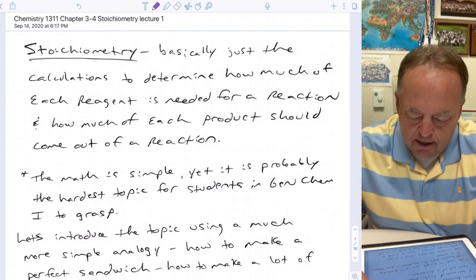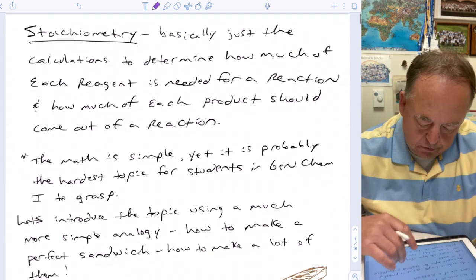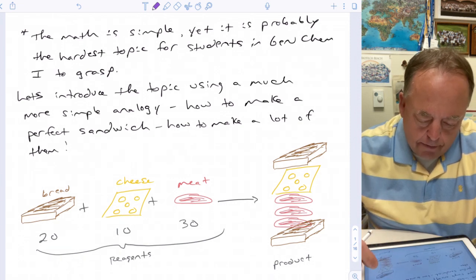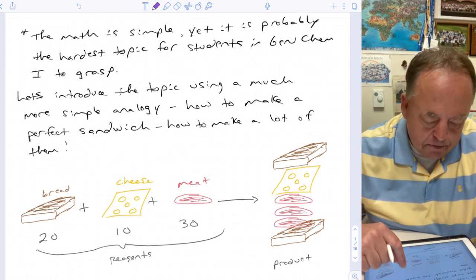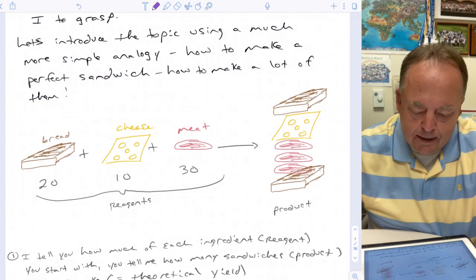Okay, so stoichiometry is basically just the calculations used to determine how much of the reagents go into a reaction and calculating how much product should come out of a reaction. So the math is simple. Again, it's probably the hardest topic for students in Gen Chem 1 to grasp. So we're going to introduce the topic using a much simpler analogy.